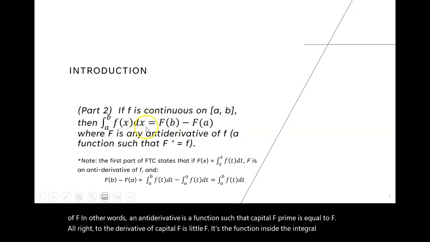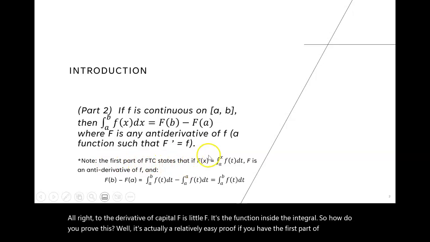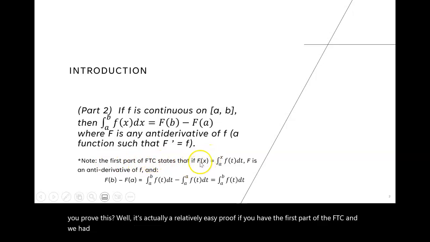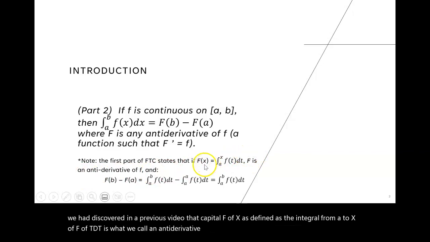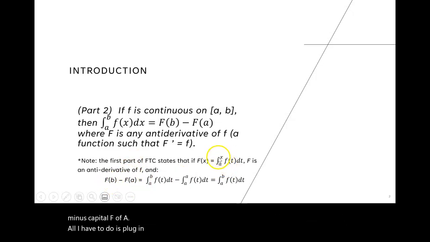So how do you prove this? Well, it's actually a relatively easy proof if you have the first part of the FTC. And we had discovered in a previous video that capital F of x, defined as the integral from a to x of f of t dt, is what we call an antiderivative of f. It's kind of the simplest way, really, to write an antiderivative of little f. And so what that means is if I want to evaluate capital F of b minus capital F of a, all I have to do is plug in b and a in for x here.